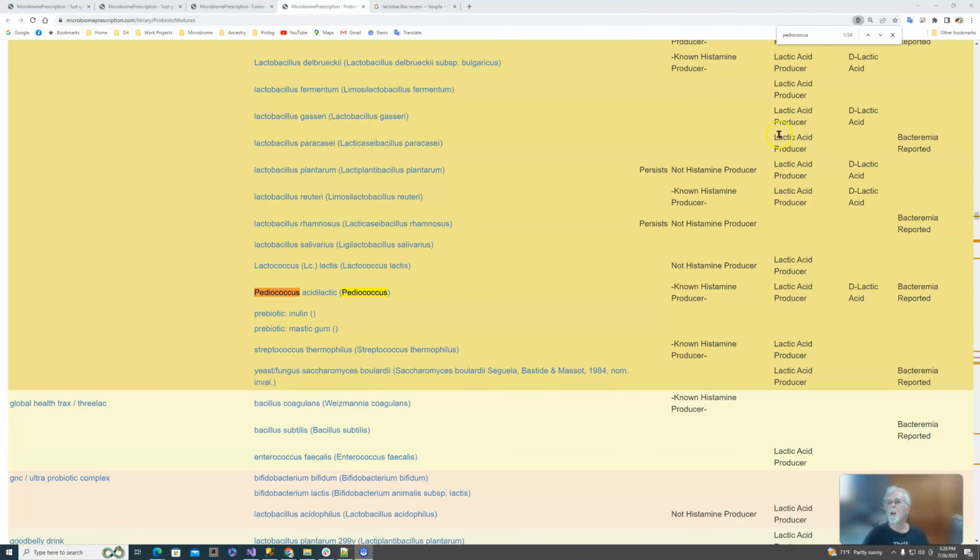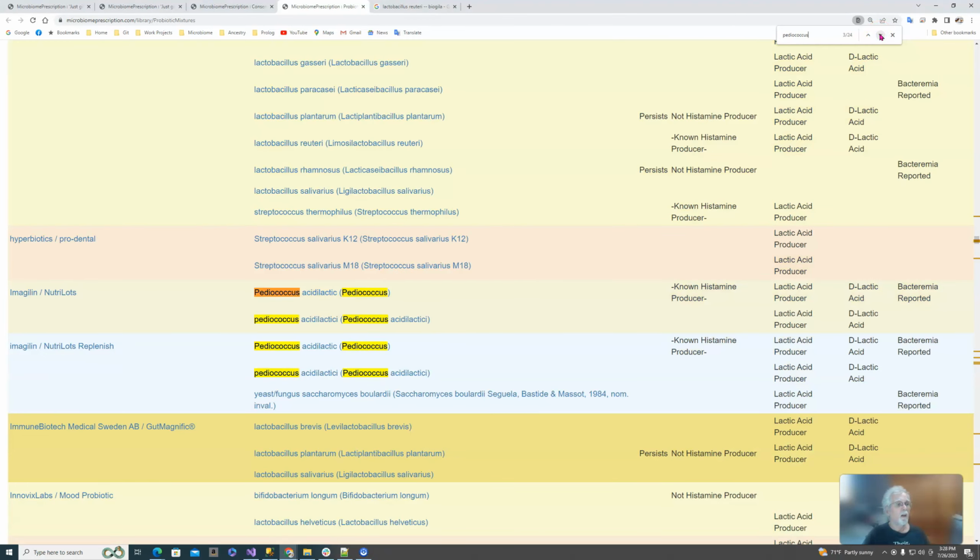There are 24 different probiotics there. So we have that particular product right there, assuming you are able to get it. Unfortunately, you know what we have over here? It says it's a known histamine producer. So if there's a histamine issue, you probably should know. But we do have it available as a retail one.